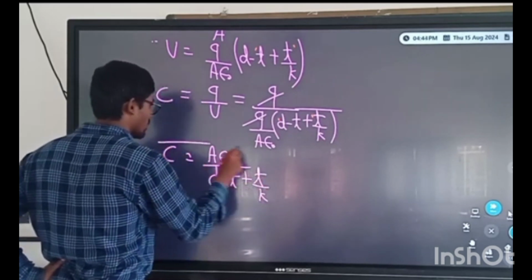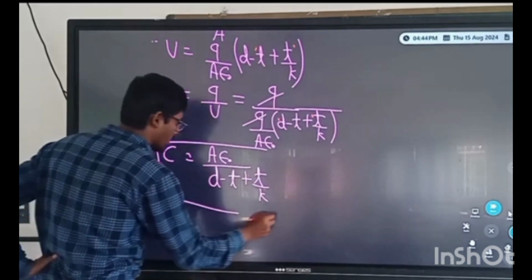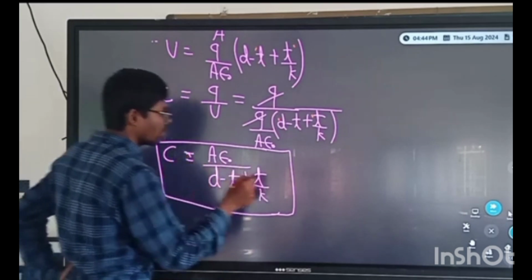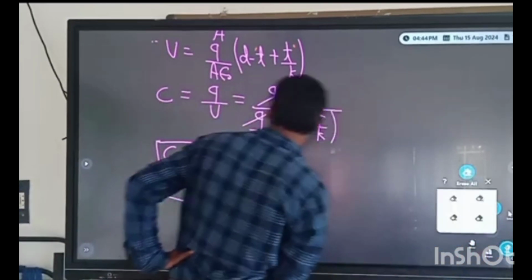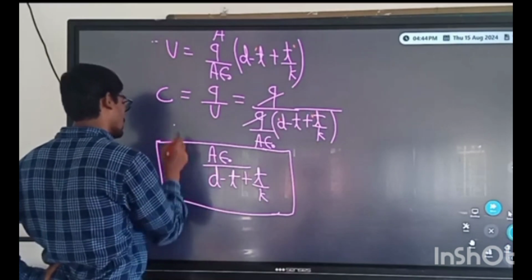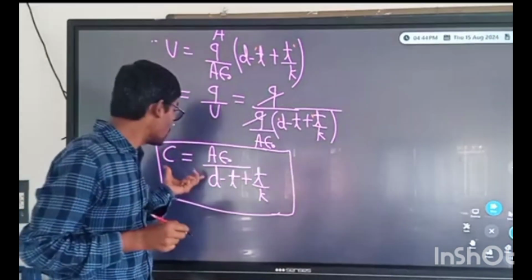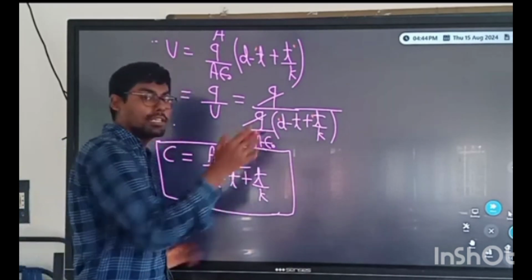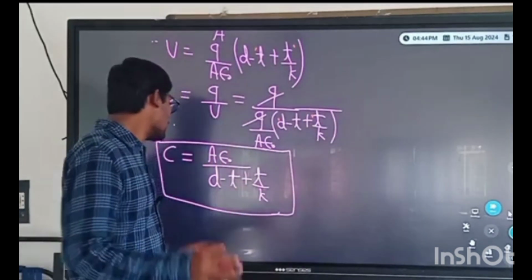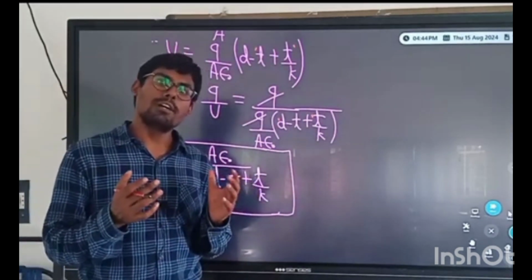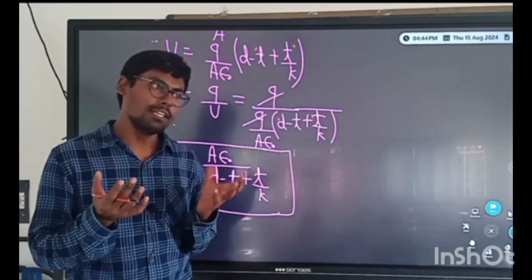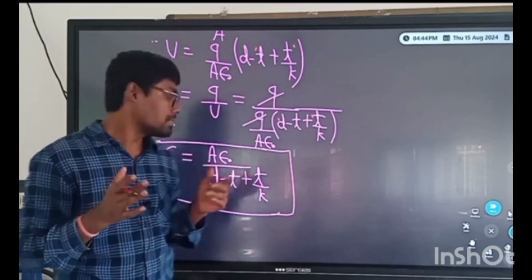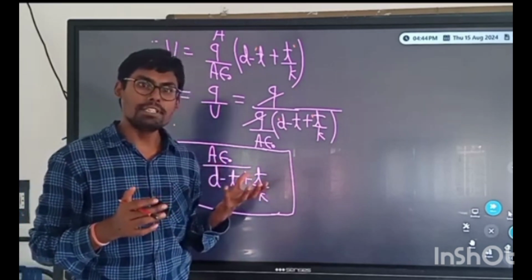Now this is the capacitance of the parallel plate capacitor when a dielectric slab of thickness T is inserted between the two capacitor plates. So see, when we insert a dielectric slab between two capacitor plates, capacitance increases.